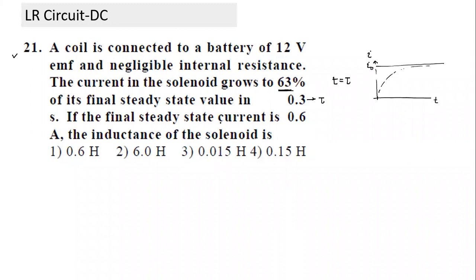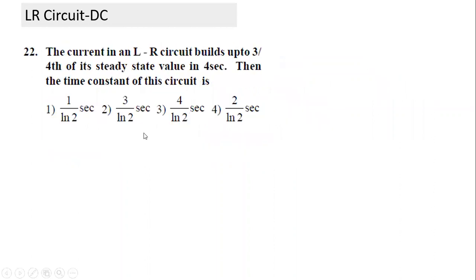In the final state, the current is equal to 0.6. What is 0.6 equal to? It is equal to V by R. So these two values are given. Can we find the value of L? This is also a simple question and part of the assignment. All of you can solve it. These are nothing but applications of formula.